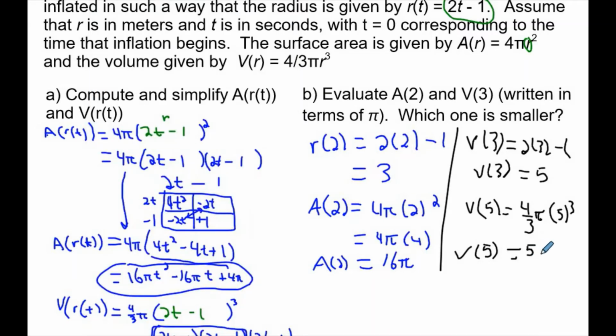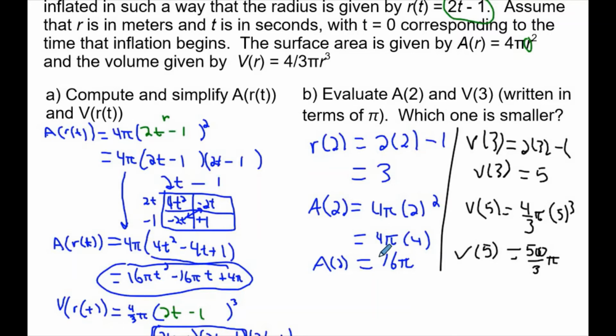Maybe we could have done that in our head, but I wanted to show you that fraction feature. On Desmos it's a simple conversion, and on Casio it's similar to that. Okay, so remember it wanted this in terms of pi. So the question is, which one is smaller?